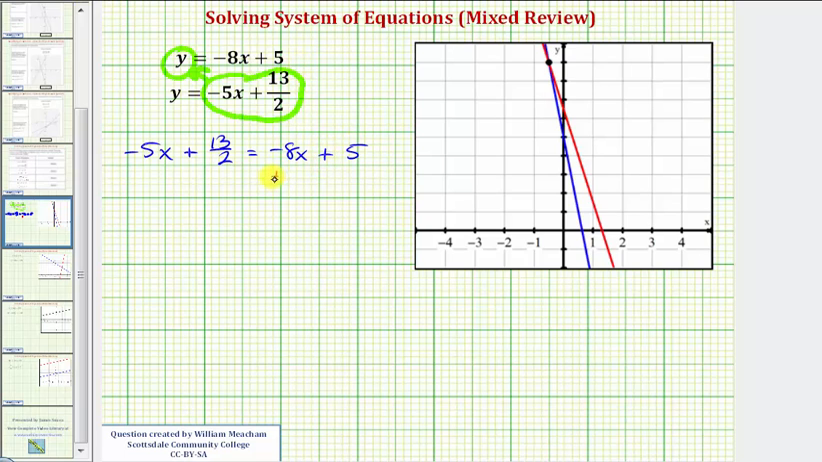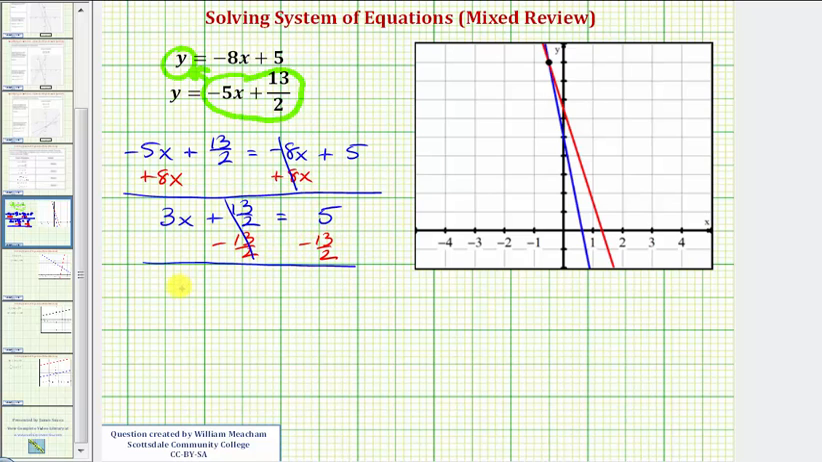Let's begin by adding 8x on both sides of the equation. So now we have negative 5x plus 8x, that's 3x, plus 13 halves equals negative 8x plus 8x is 0. That's why we added 8x to both sides. So then we have equals 5. Now we'll go ahead and isolate the x term by subtracting 13 halves on both sides.